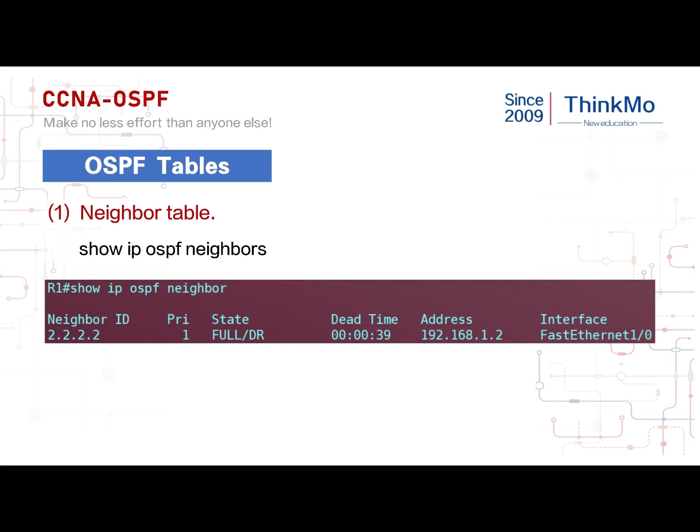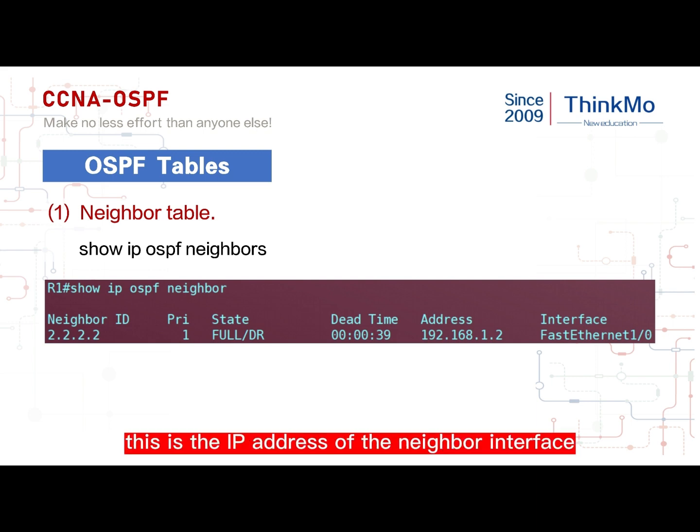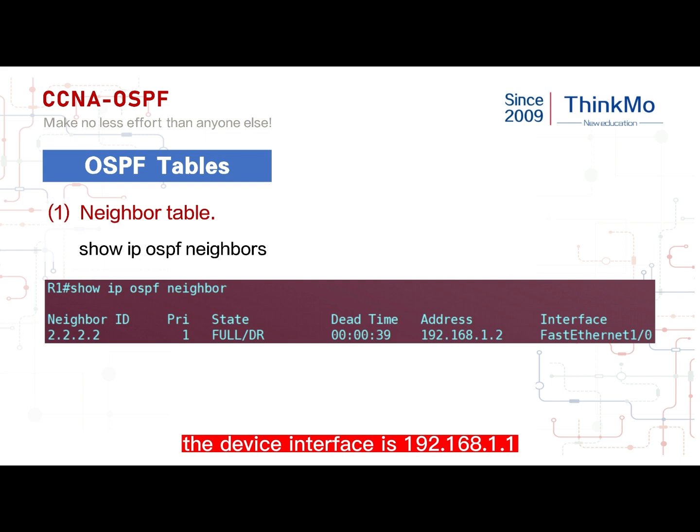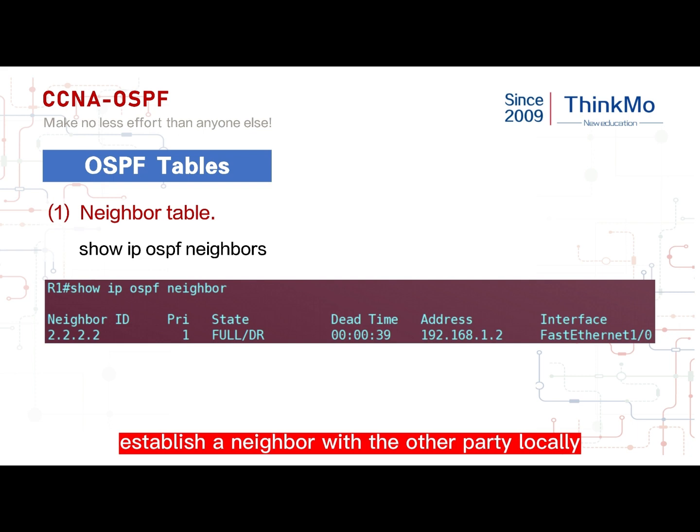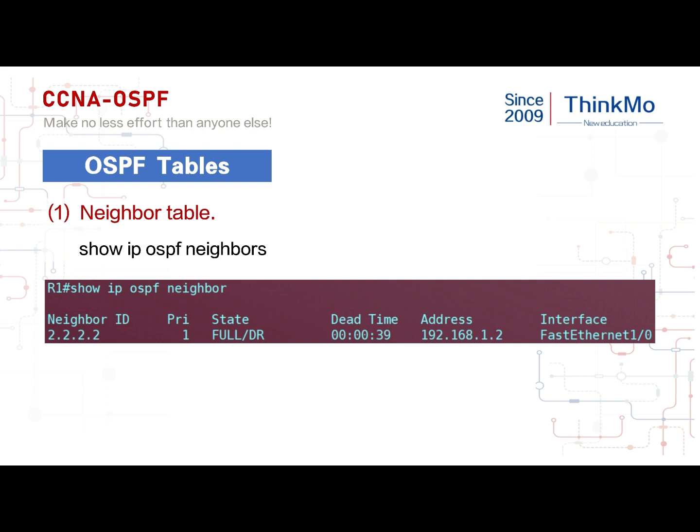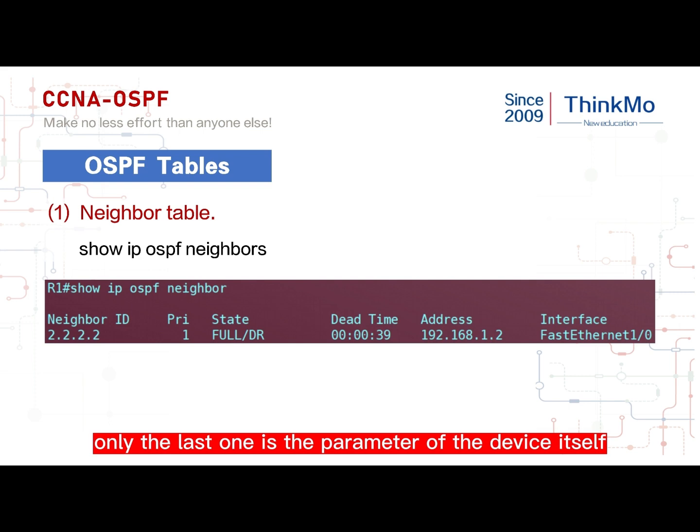Let's look down. Here is an address. This is the IP address of the neighbor interface. The device interface is 192.168.1.1. The neighbor interface is 192.168.1.2. And the last, the interface. This is the interface used by the device to establish a neighbor with the other party locally. Only this is the device's own. The previous parameters are the parameters of the neighbor. Only the last one is the parameter of the device itself.